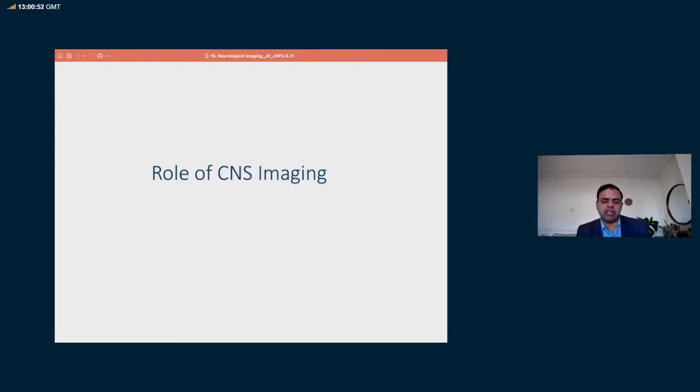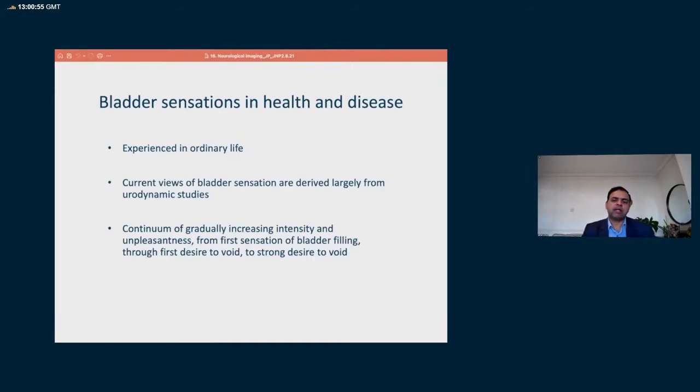So what is the role of CNS imaging? So we look at our understanding about lower urinary tract functions in health and disease. And this is probably the area where imaging has been of most use. So you look at bladder sensations experienced in ordinary life. And the current views of bladder sensations are derived essentially from urodynamic studies. And what you have is a gradual continuum from one end to increasing intensity and unpleasantness. You have a first sensation, first desire, and then you have a strong desire to void.